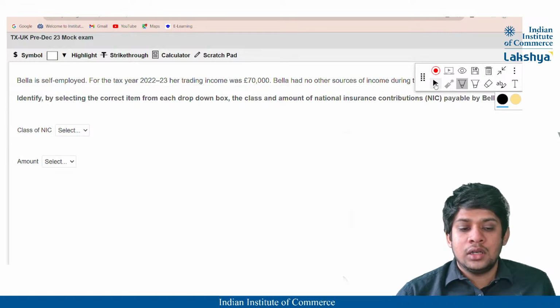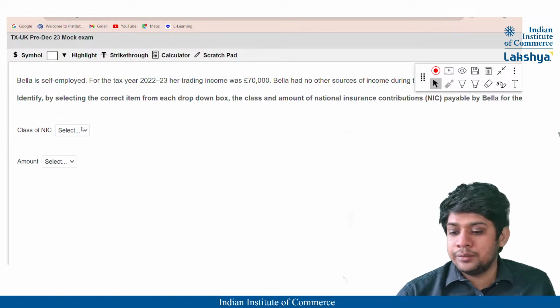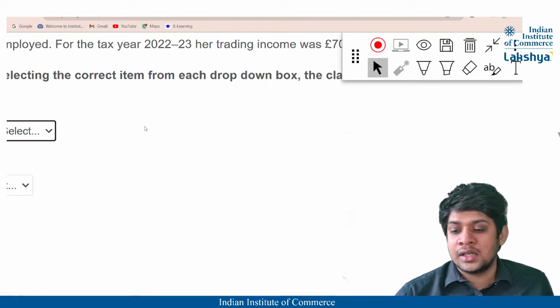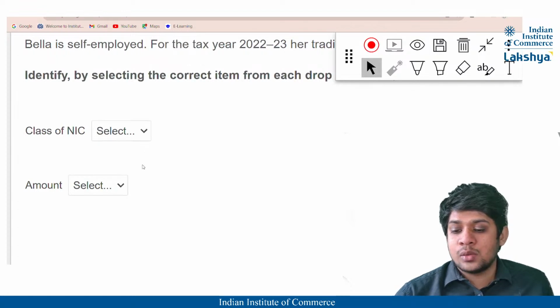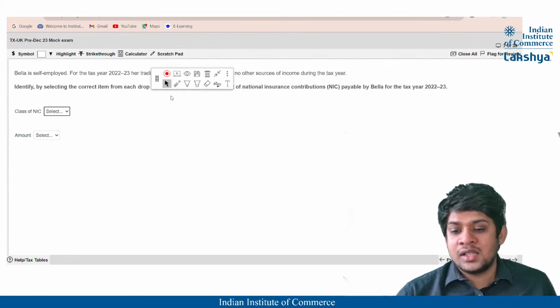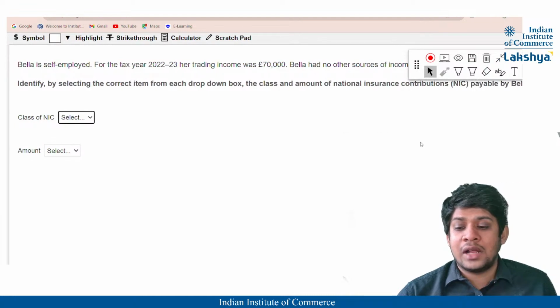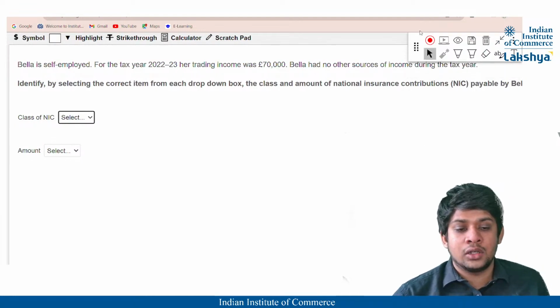Let us look at what they are testing. It is just class 1 and class 4. I'll show you if it is not clear. It is just class 1 and 4 which is available. I don't know how clear it is to you because it is very small. So we have to calculate the class 4 NICs that are there for her.